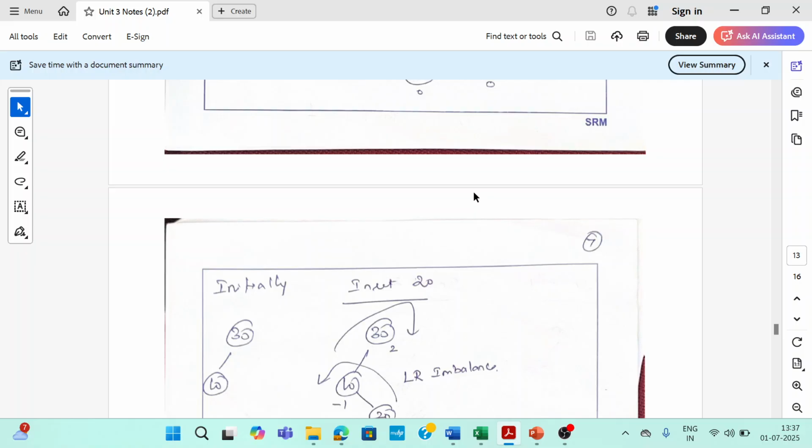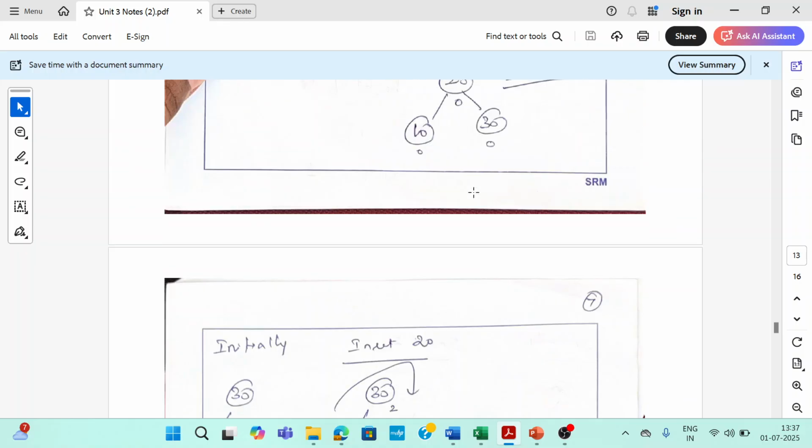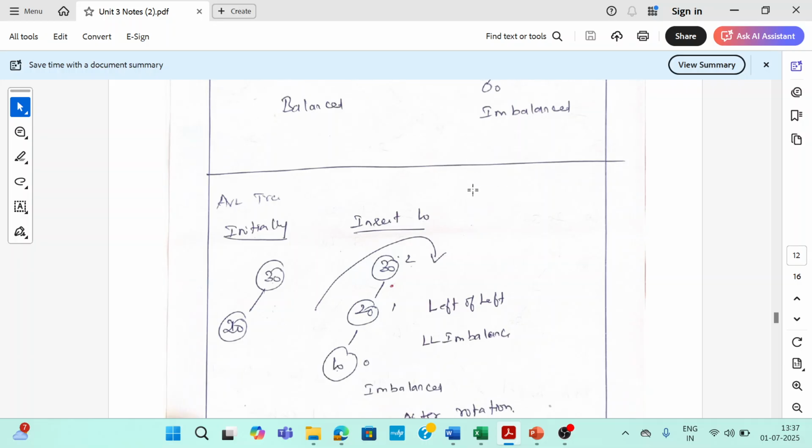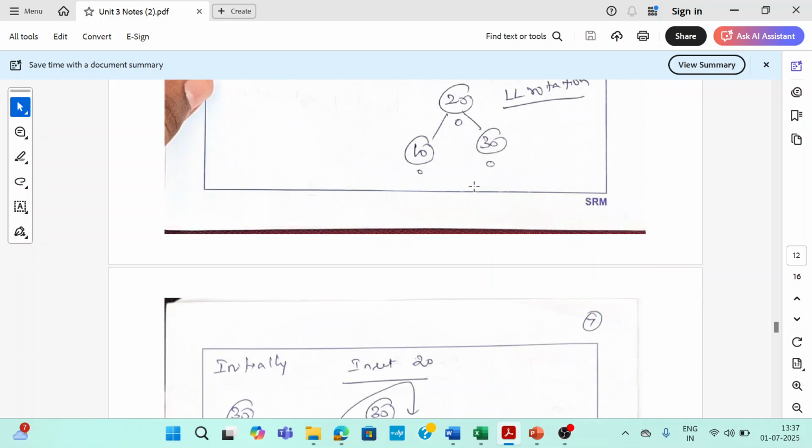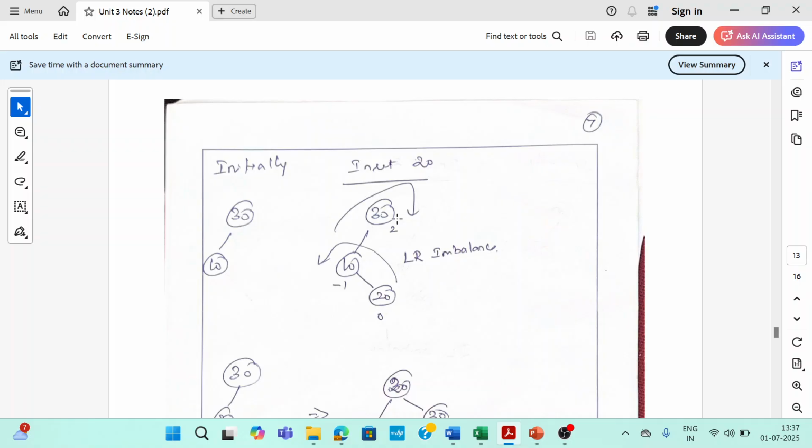So now we will see another example that is called left-right. So now what happens over here? 30, 10 and 20. For 30, the left subtree is going to be 1 and 2. There is no right subtree for 30. So 2 minus 0, it is 2. So it is imbalanced. So now we need to perform some rotations.